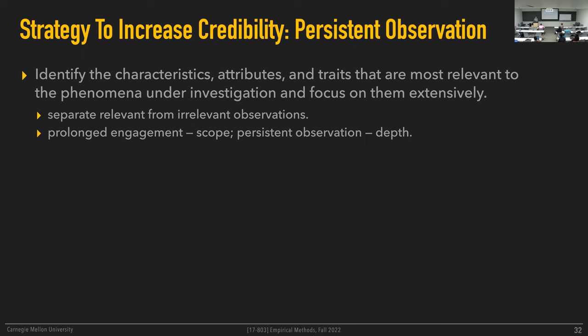Okay, persistent observation is the other side of this. Prolonged engagement is about scope, to give you an opportunity to ask all the relevant things. Persistent observation is about depth, going at enough depth to fully understand something.